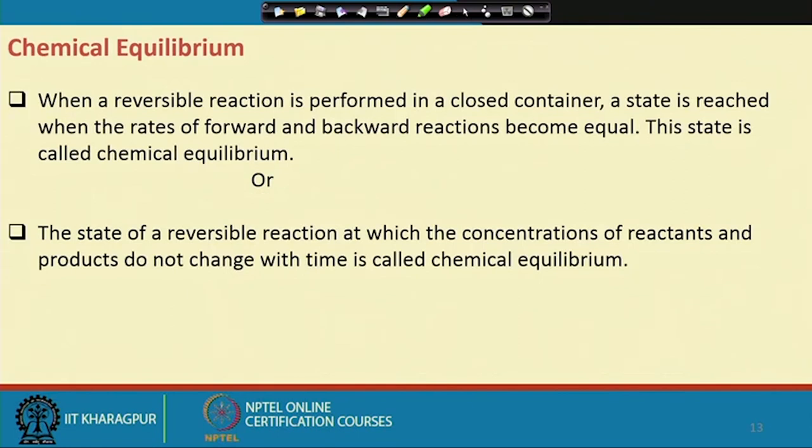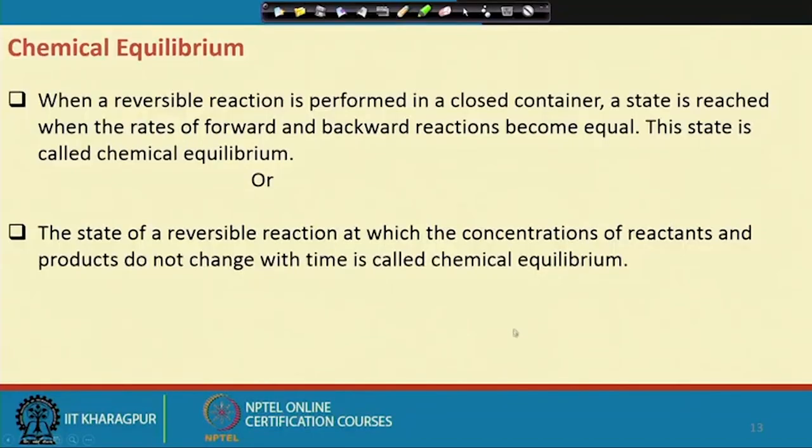Now, in the last lecture we discussed the equilibrium of the kind of process that we have. Another very interesting thing is that equilibrium is largely applicable in chemical processes, particularly biochemical reactions. If you look at our metabolic pathway, most of the reactions are reversible in nature.